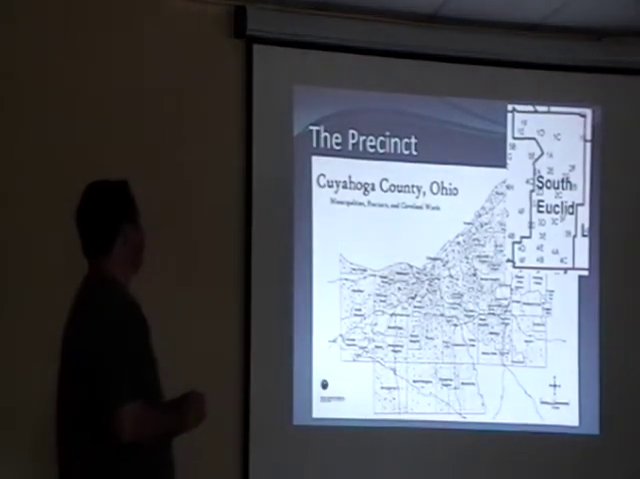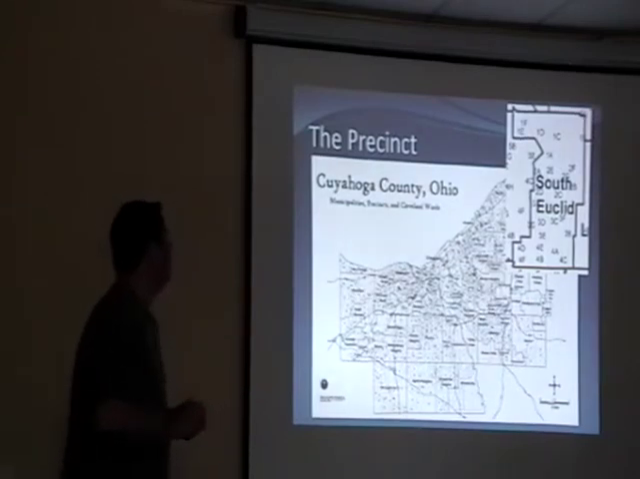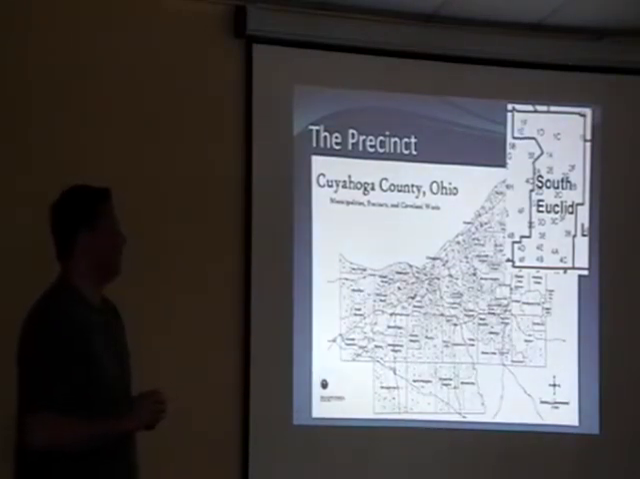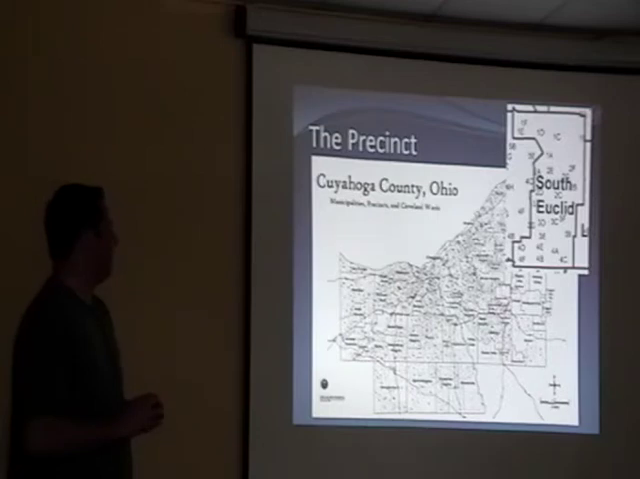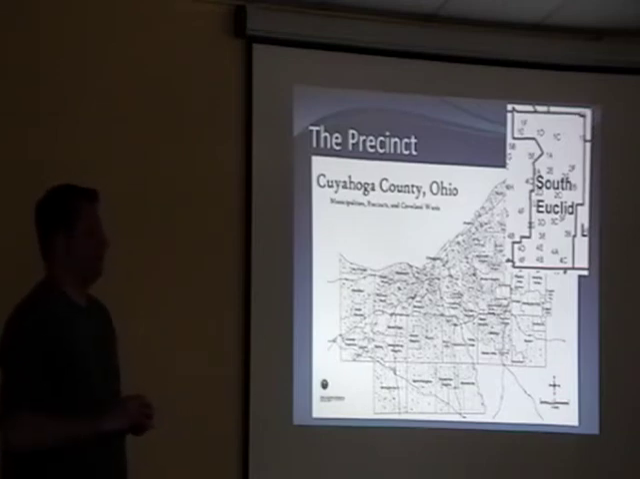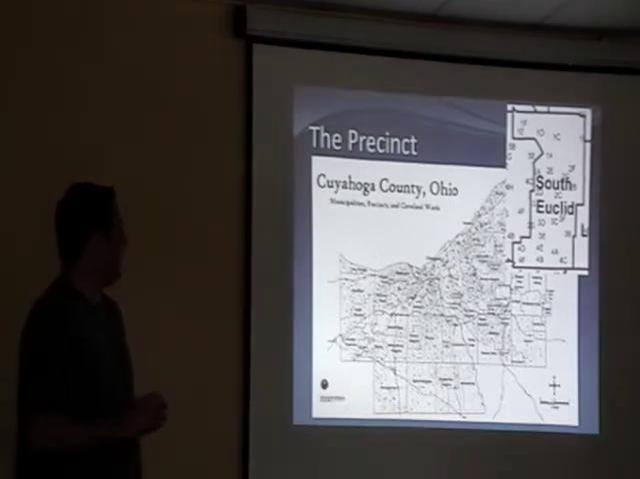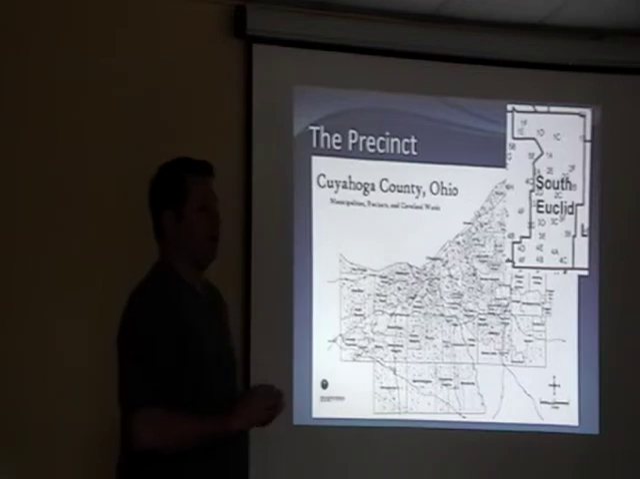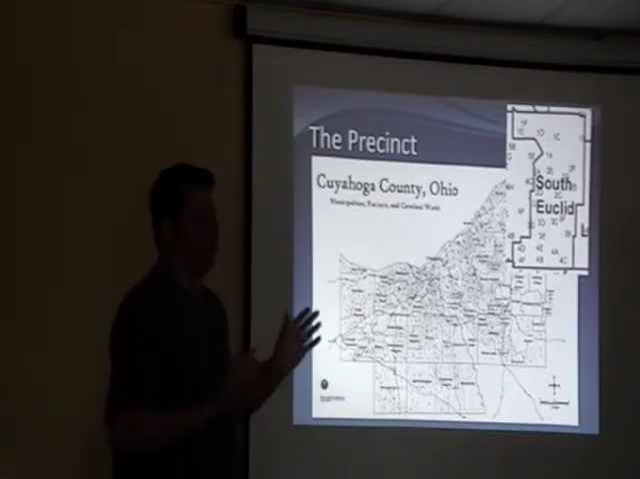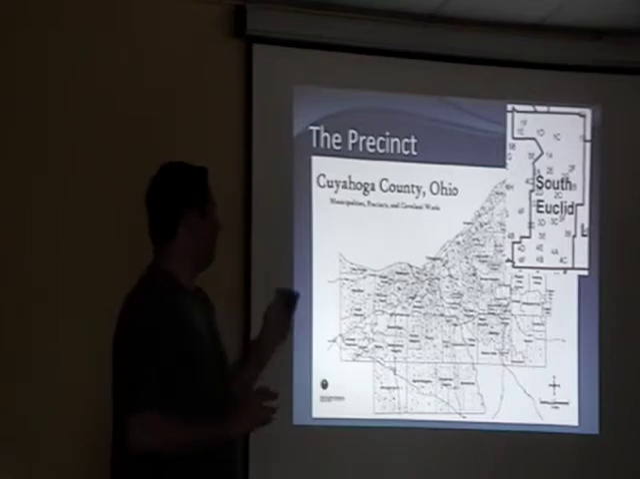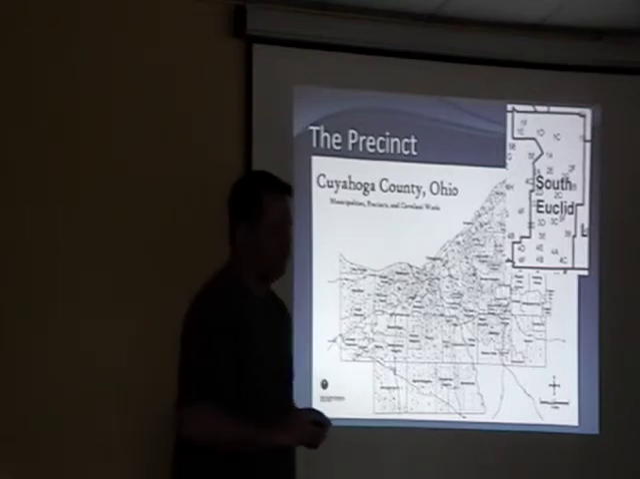This is a map of Cuyahoga County showing the 1,400 precincts throughout the county. I've blown up the South Euclid one so you can see the size of a precinct. As I mentioned before the presentation, the number shrunk from 1,400 down to 1,000 precincts. You can go online to the county board of elections and look up what precinct you're in. This is true for any county, whether you're in Lake County or wherever.